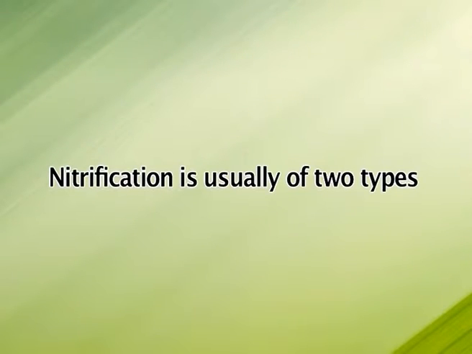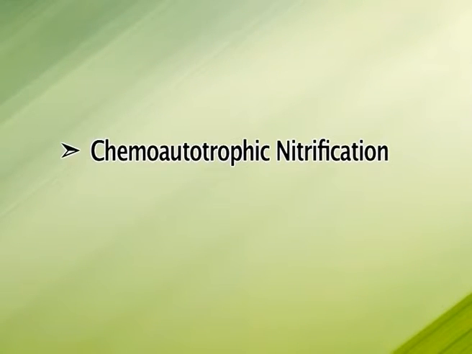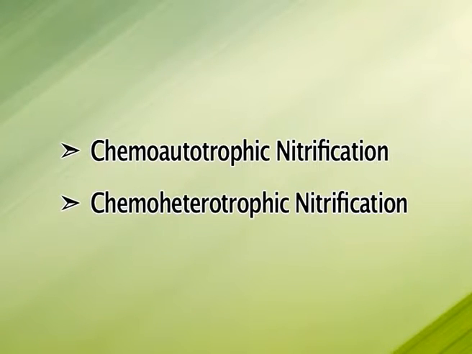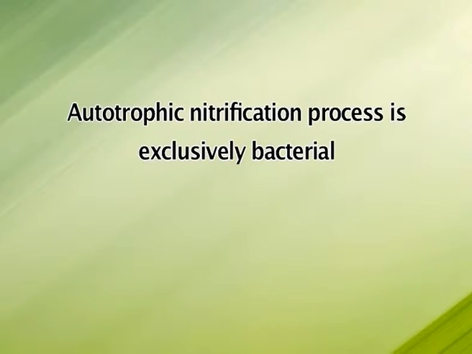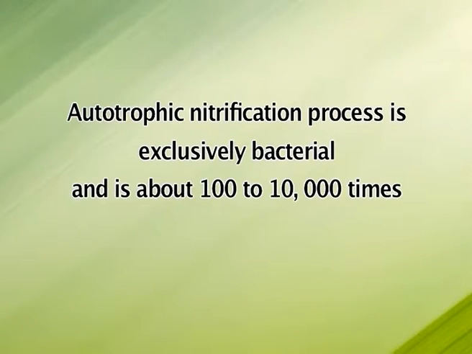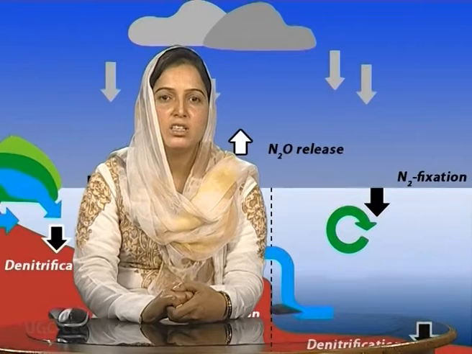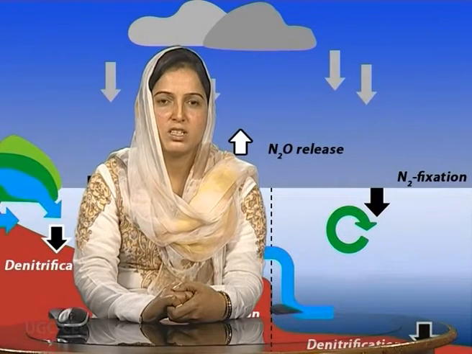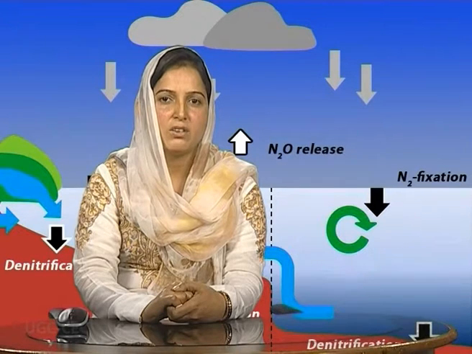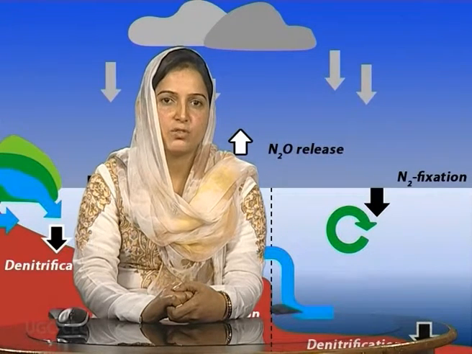Nitrification is usually of two types. First is the chemoautotrophic nitrification and second is chemoheterotrophic nitrification. Chemoautotrophic nitrification chiefly occurs in neutral to alkaline soils. This process is exclusively bacterial and is about 100 to 10,000 times faster than chemoheterotrophic nitrification. The latter occurs in acidic soils and is carried out by diverse bacterial groups as well as fungi.